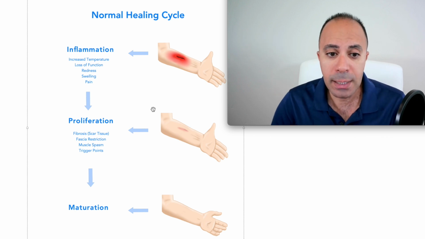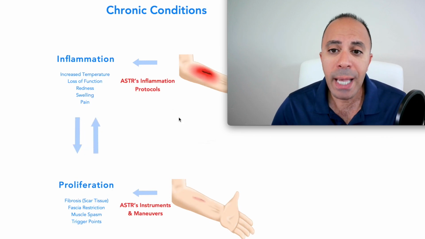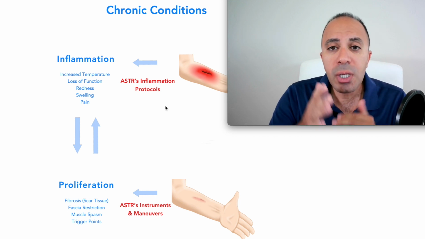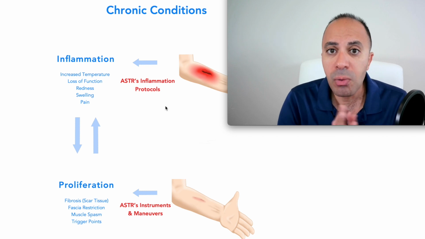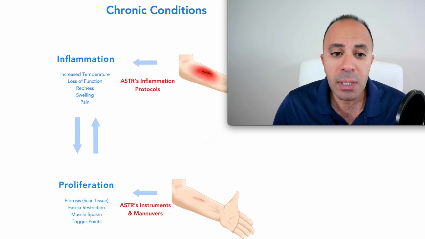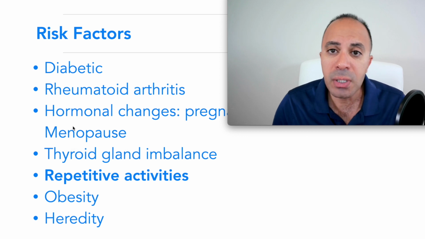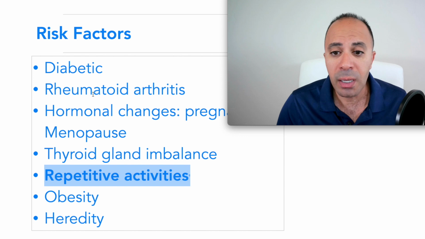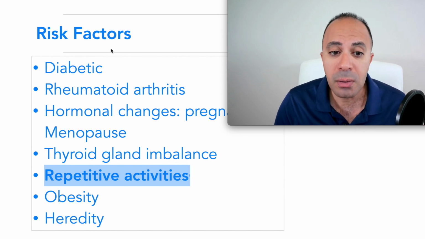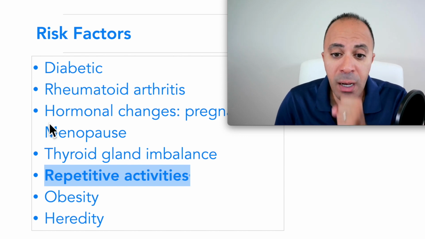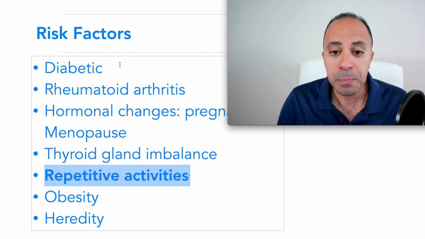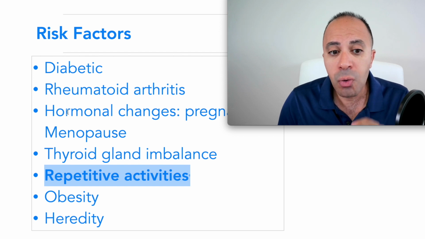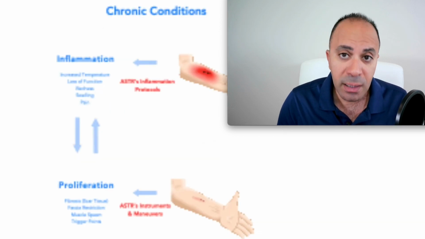So if someone has chronic inflammation or chronic carpal tunnel, usually you're going back and forth between inflammation and proliferation. That's very typical with someone who has a lot of risk factors. They did repetitive motion, injured themselves, and they're diabetic, or have rheumatoid arthritis or hormonal imbalance, or any combination of this list. Because when you have those combinations, your body's normal speed of healing decreases significantly.